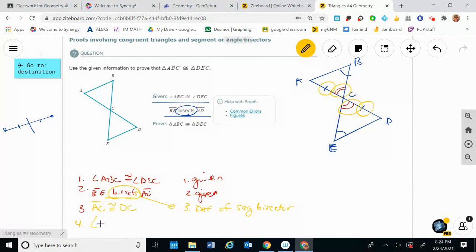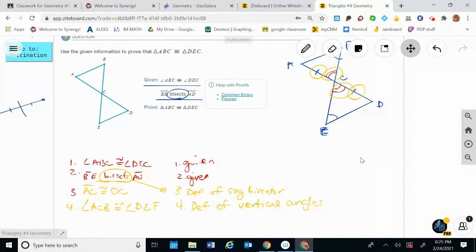Angle ACB is congruent to angle DCE. Make sure you do the corresponding parts. 4, and that is because of definition of vertical angles. So the only things we're using are definition of segment bisector and definition of vertical angles.